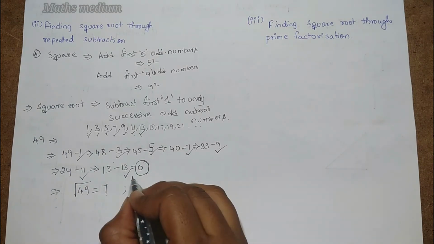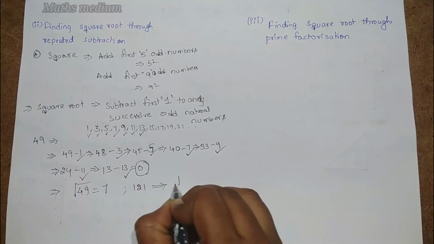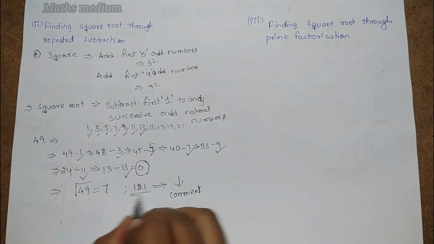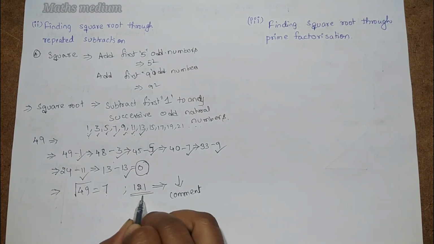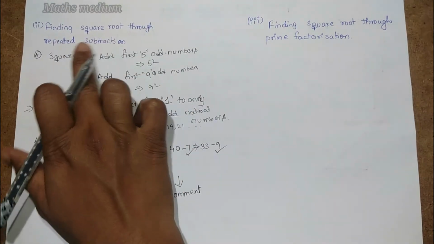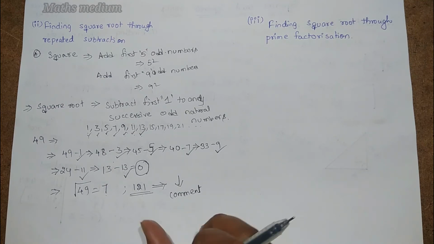If you take the number 121, please give the answer in the comment section for this question. How will you get the square root of this number by using the repeated subtraction method? Give the answer in the comment box. I hope you will give it.